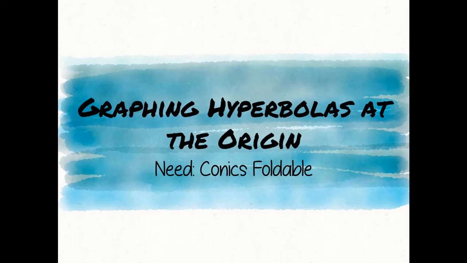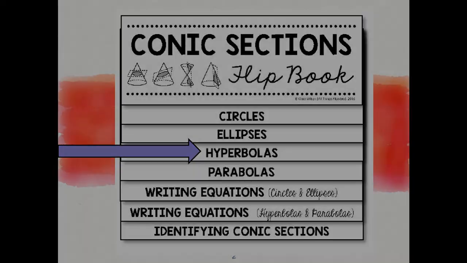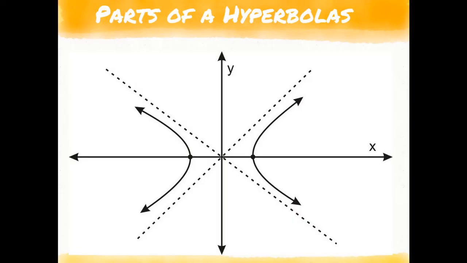So today we're going to talk about how to graph hyperbolas at the origin. Again, you're going to want to find your conics foldable so that you can take the notes on this particular conic. So you want this foldable, and the tab that we're going to be filling out today is the hyperbolas tab. So go ahead and go find that tab here quick, and then you can take some notes. So the first thing we need to talk about is the parts of a hyperbola.